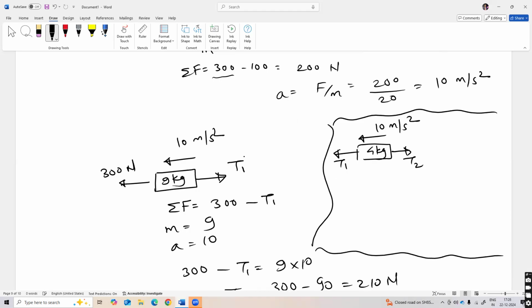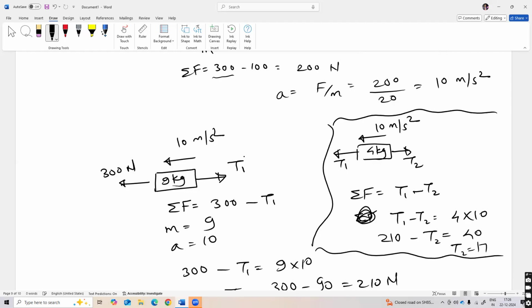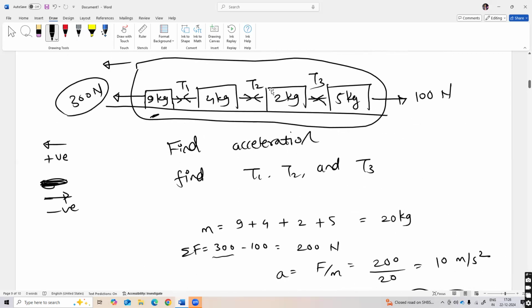And now if we find summation F, it is T1 minus T2. And therefore summation F is equal to ma. So T1 minus T2 is basically, m here is 4 into acceleration is 10. T1 we found out was equal to 210. So 210 minus T2 is equal to 40. So T2 is basically equal to 170 Newton. Okay, we got T1, we got T2.